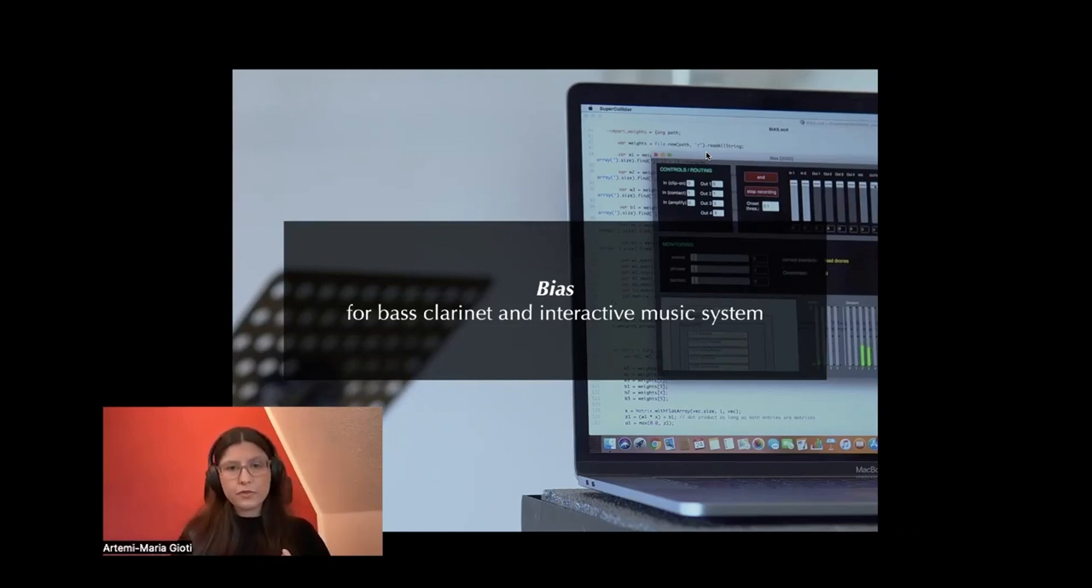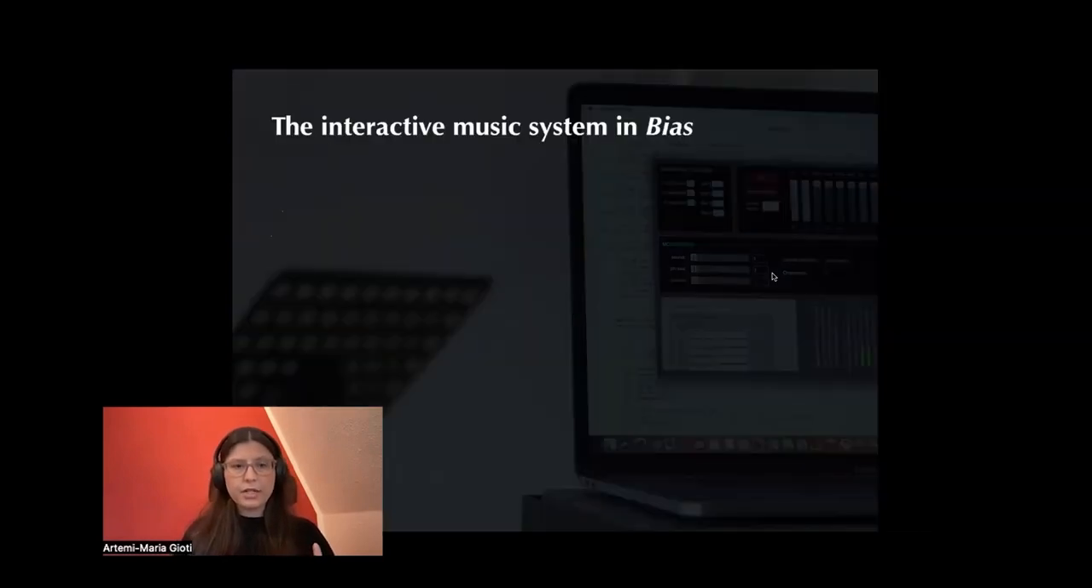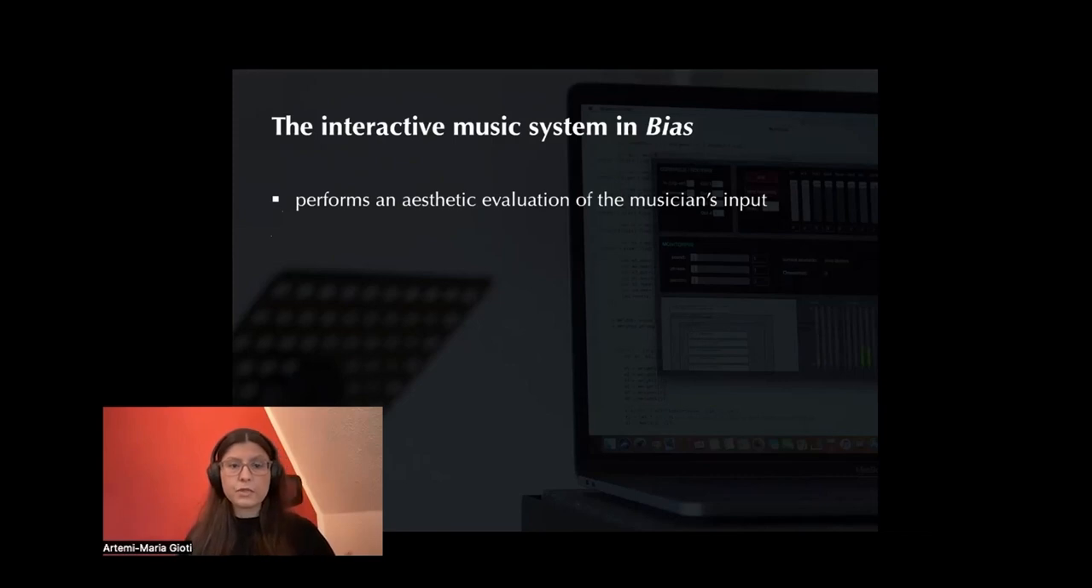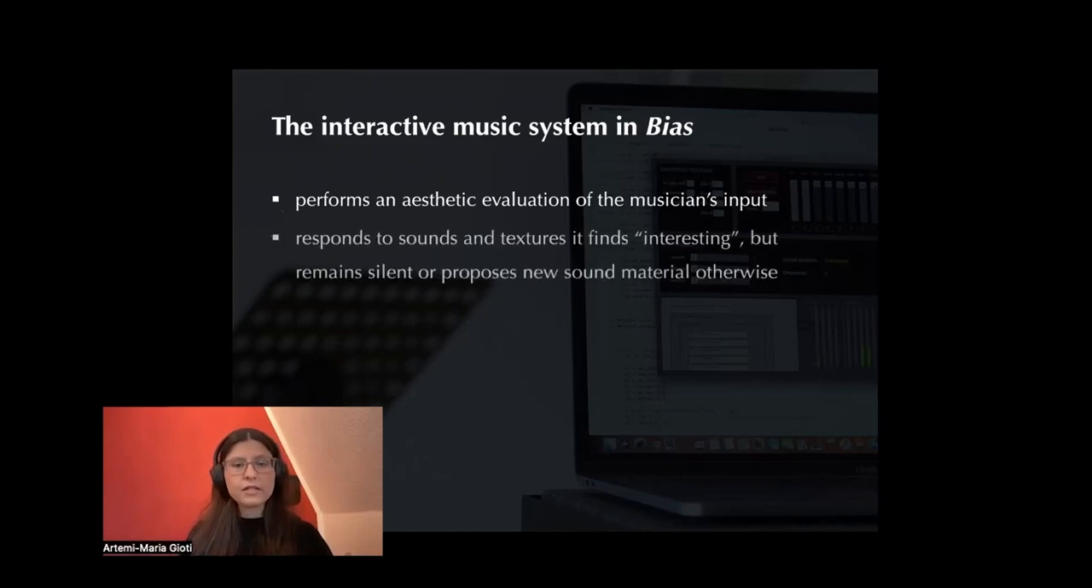So during a performance of this piece, the interactive music system performs an aesthetic evaluation of the musician's live input. So this all happens in real time. And then responds by imitating sounds and textures it finds interesting, but remains silent or even proposes new and different sound material when it loses interest in the musician's input.